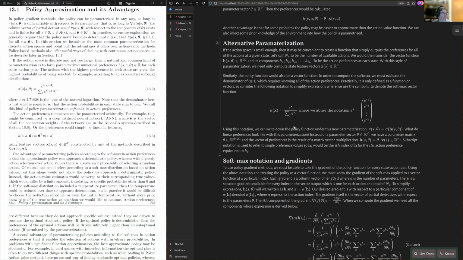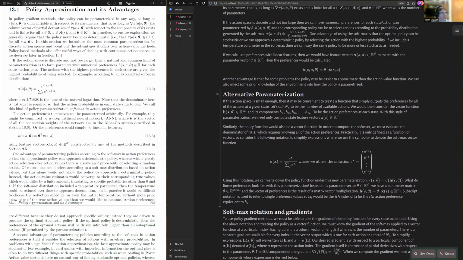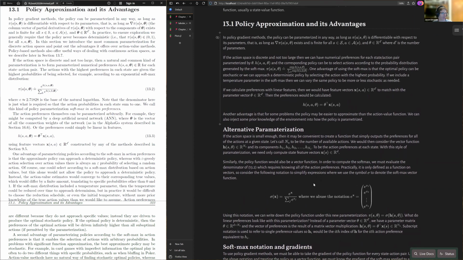I'm also going to use the convention that if I have a vector, the subscript means taking the ith component of it, which I could also write without the bold vector notation. Okay, are there any questions about the two different ways of doing the parameterization?